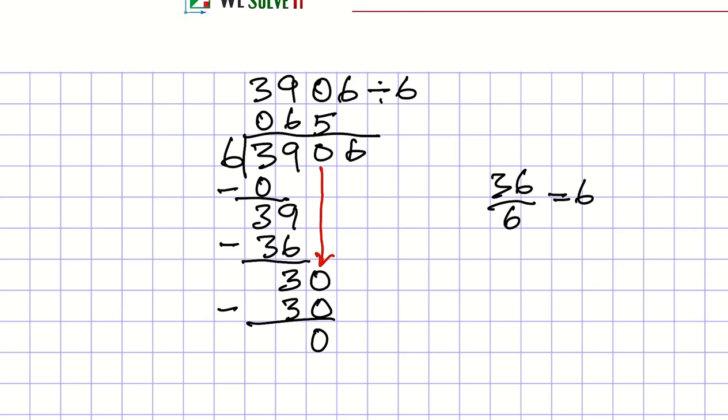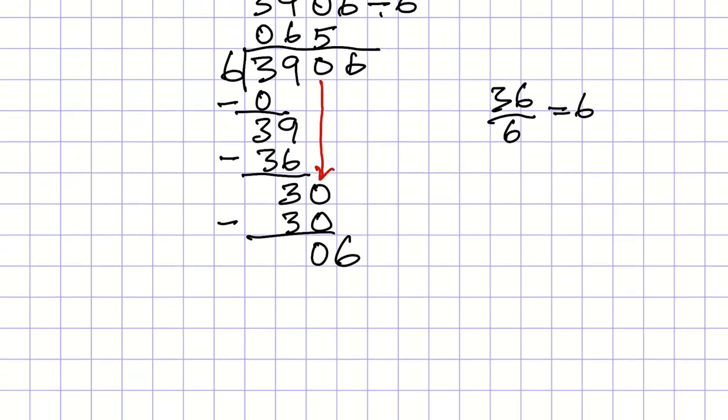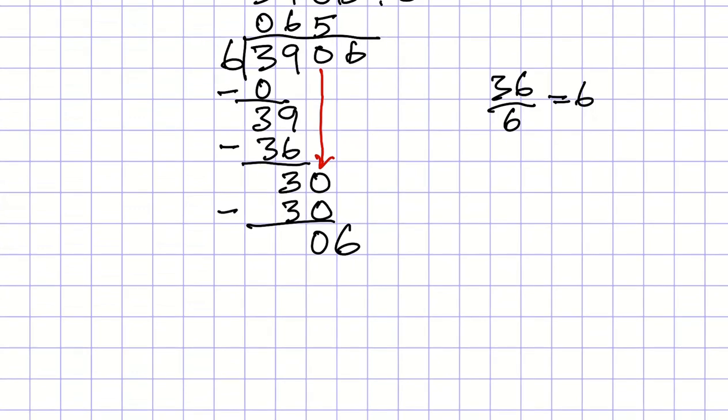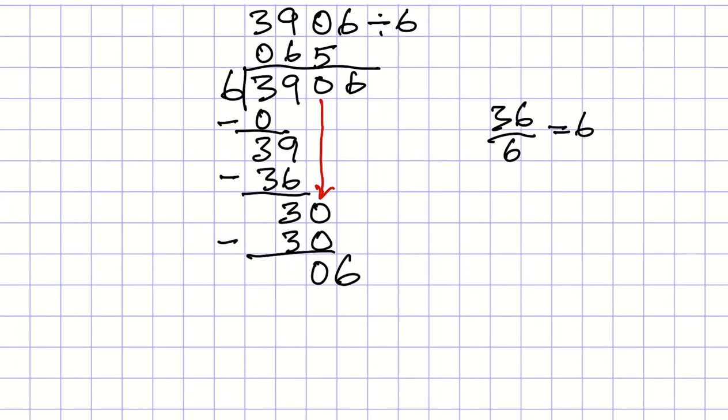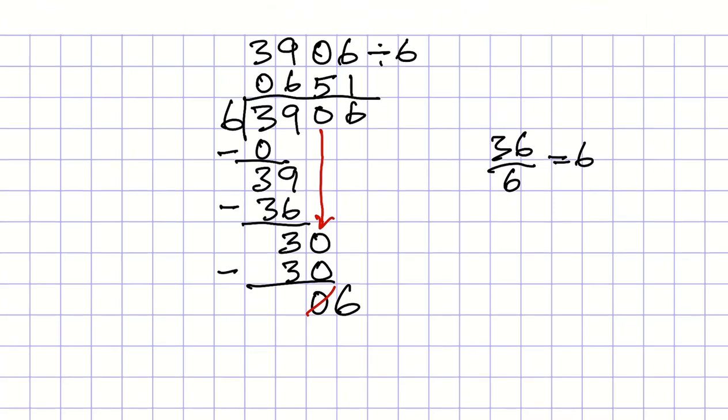Now this is where you pay attention. We're not done. We still have to bring down the 6. We'll put the 6 here. And don't forget this 0 is just a placeholder. So we're dividing 6 by 6. 6 divided by 6, you're going to get 1. You put the 1 up here and say 1 times 6 is 6. And then you subtract. You repeat the same process, you get 0.